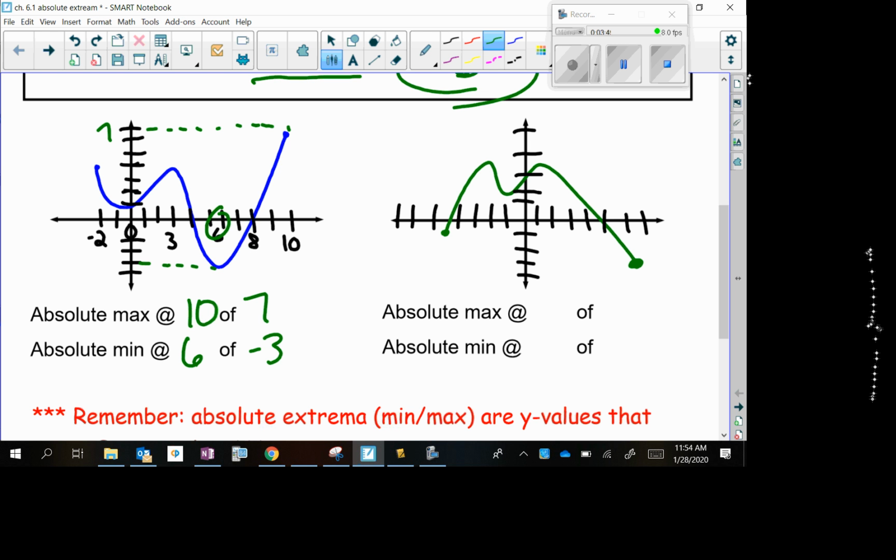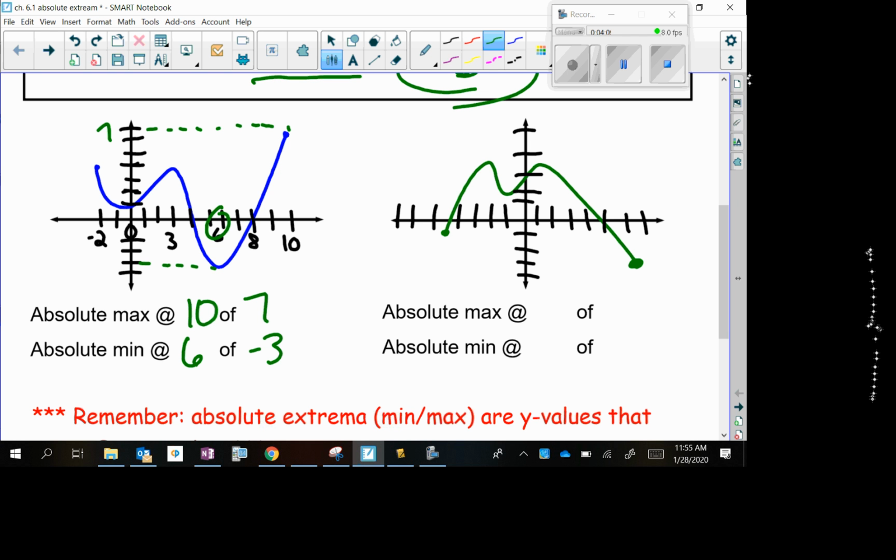Now we're not so concerned about these relative ones. These would be relative maxes, at -2 and at 3. Those are relative maxes because if you were looking at just a piece of the function at a time, there would be maxes occurring, but the absolute max doesn't occur till 10, right?